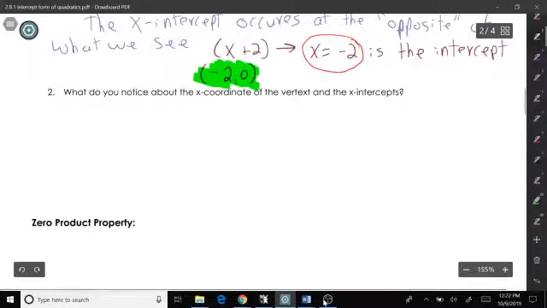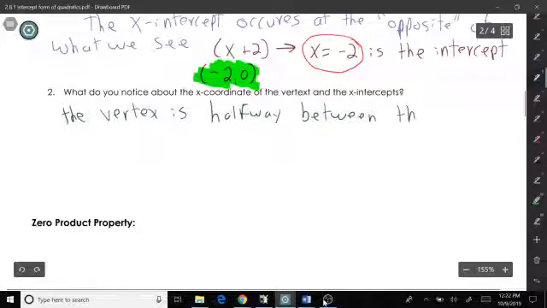So that would be the x-coordinate of your vertex, or axis of symmetry. So what do you notice about the x-coordinate of the vertex? I spelled vertex wrong, so we can fix that. And the x-intercepts, the vertex is halfway between the two x-intercepts.